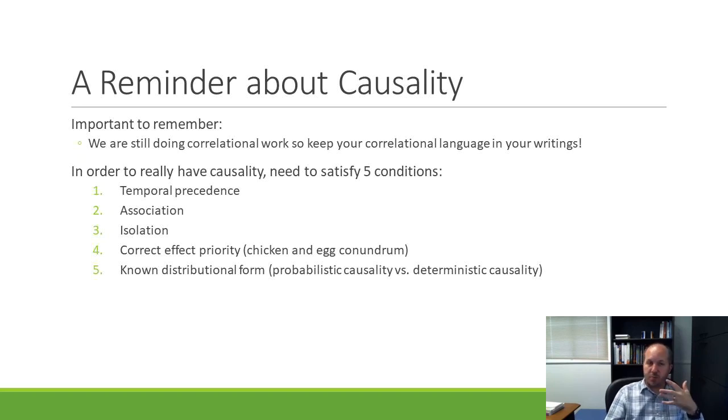But the 5 pieces that you need are temporal precedence, to really show this comes before that and not the other way around. And you usually need to test both in order to clearly show that the direction you're saying is that, and it's not a chicken and egg where they both cause each other. The second is association, so you have to show that they're strongly associated. The third is isolation, to really show that there aren't other variables that are mixing in, but this is really it. The fourth piece is correct effect priority, that it actually is in this order. And then the 5th piece is the known distributional form, so understanding whether this is probabilistic or deterministic causality. SEM usually is assessing probabilistic rather than deterministic causality. You can read more about these in the textbook in Chapter 6 in the Kline book.